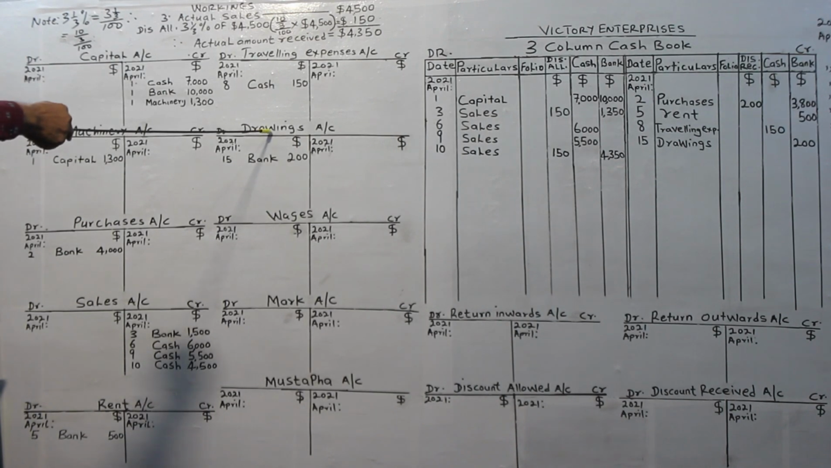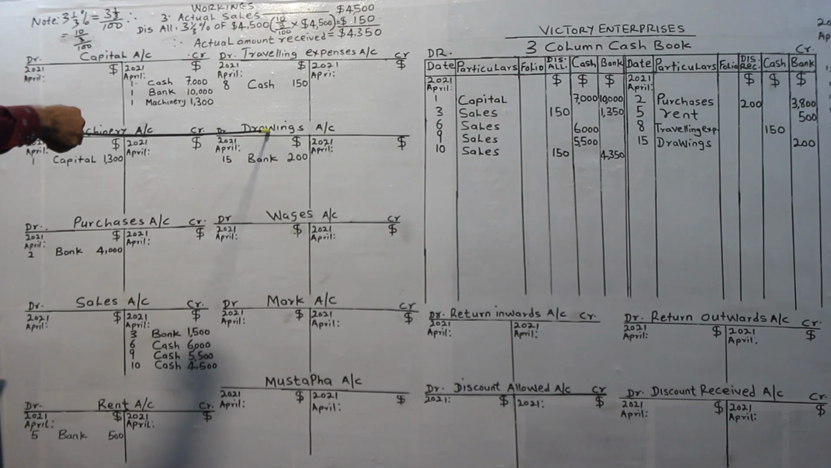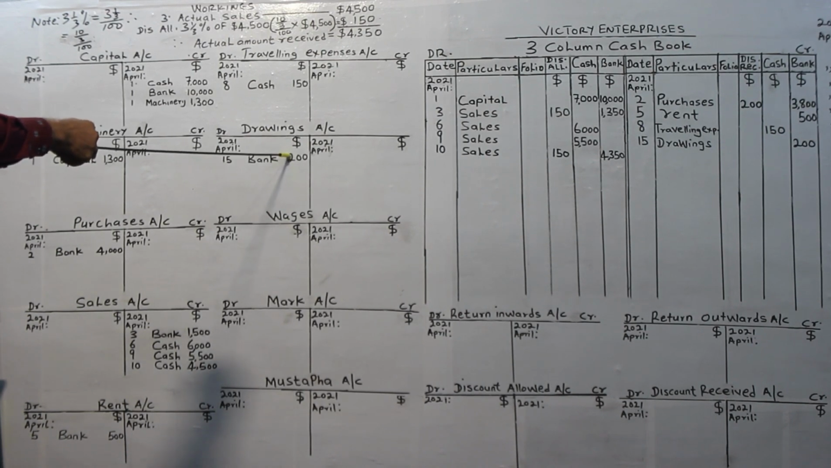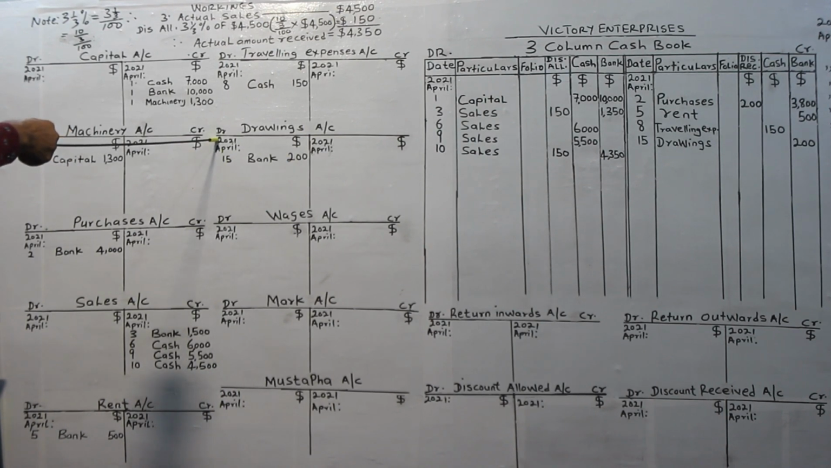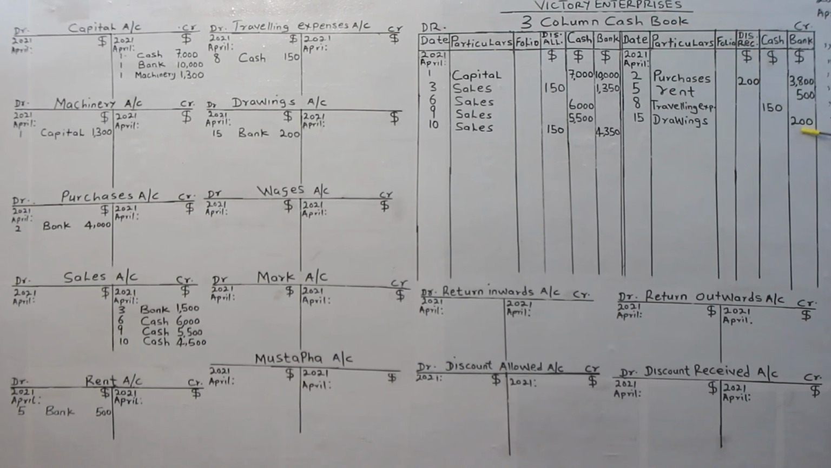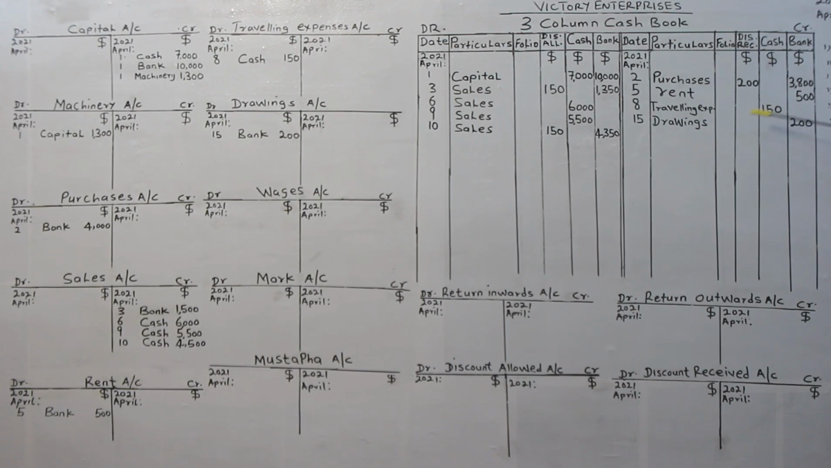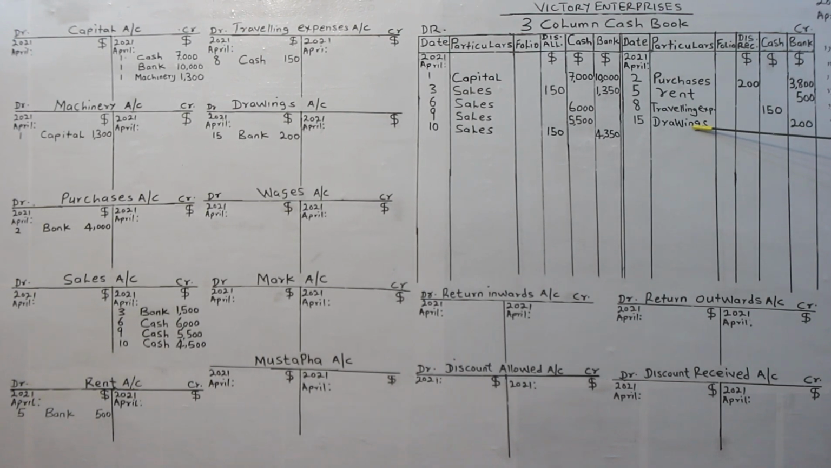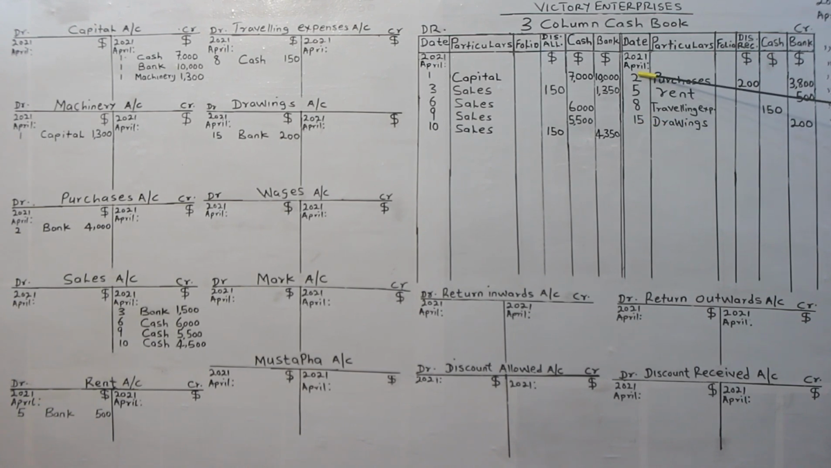So we debit the drawings account representing the owner of the business coming to collect check for personal use with $200 on 15th April 2021. We now credit the cash book with $200 given out to the bank column of the cash book to the owner of the business represented by drawings on 15th of April 2021.